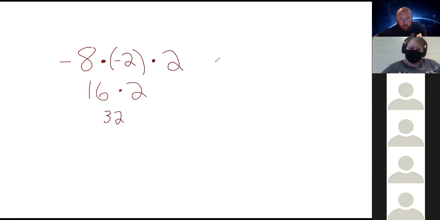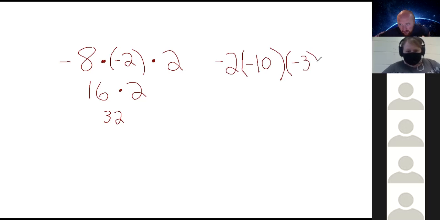So let's take a look at this one. What if I threw something like this at you? Let's go -2 times, so if you have a parentheses next to a number, it means multiplication. So -2 times -10 times -3. Okay. I want you to message me in the chat your final product. Is the final product here going to be positive or is it going to be negative? Message me in the chat.